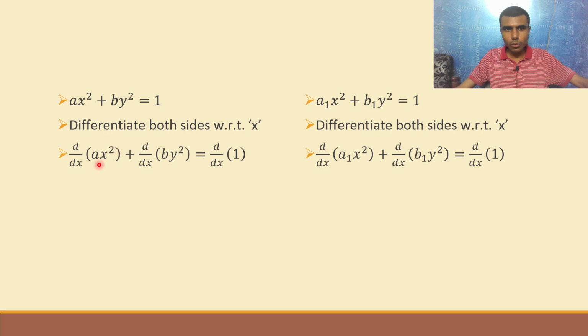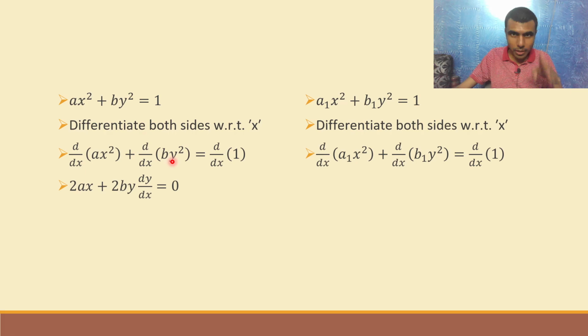Derivative of x square is 2x. A is a constant. Derivative of x square is 2x. So a into 2x, 2ax plus 2by dy by dx. Listen carefully. As per chain rule, I'll get a dy by dx. B is a constant. Derivative of y square is nothing but 2y into dy by dx. Why? Because I'm differentiating with respect to x and I have a y here. Okay. Chain rule. Here also 2a1x plus 2b1y dy by dx equal to 0.